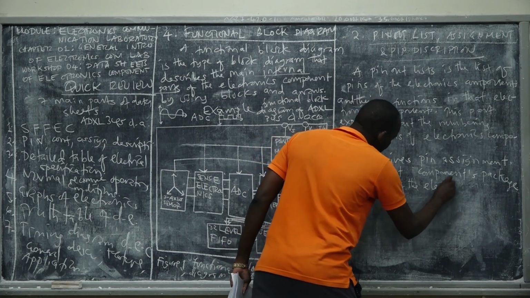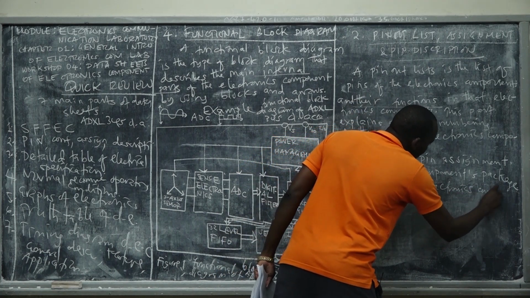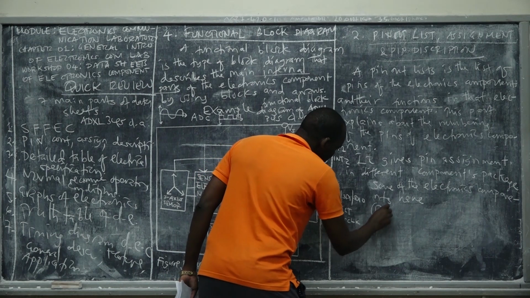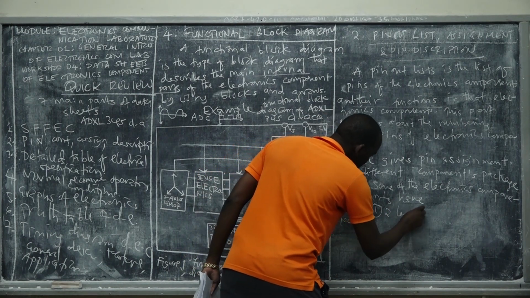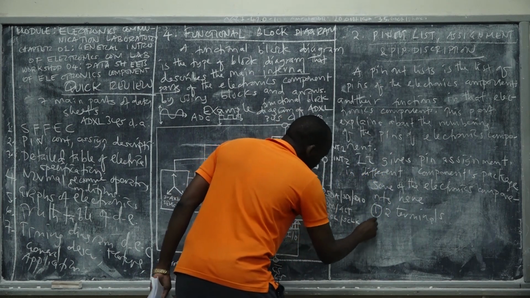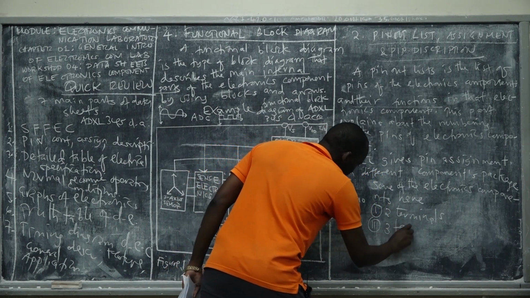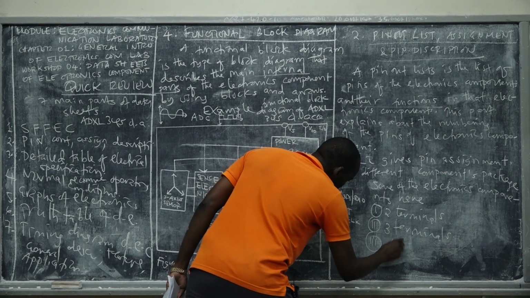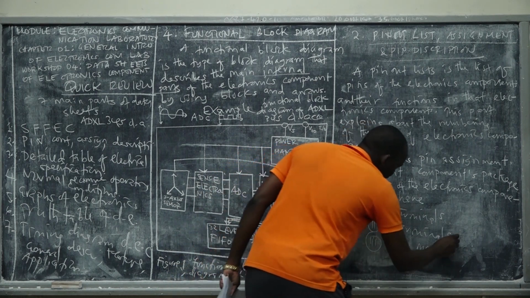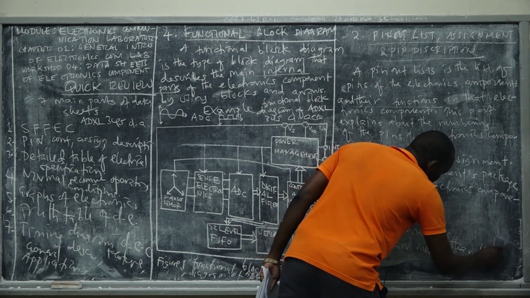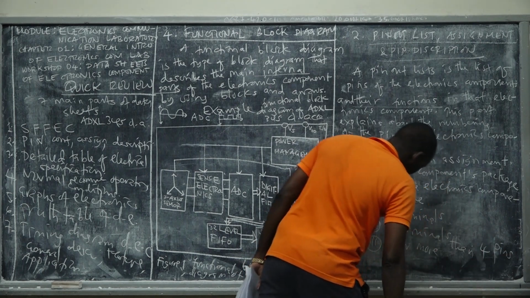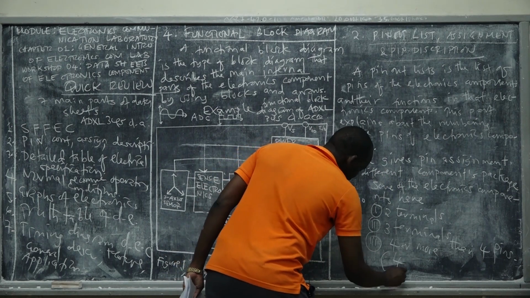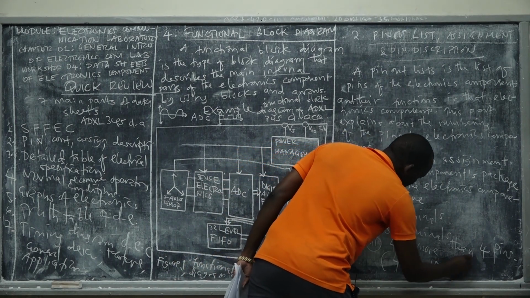Some of the electronics components have 2 terminals. We don't call them pins. Some have 3 terminals, and some have 4 pins or more than 4 pins. That's what I told you, they can have 4 to 100 pins.